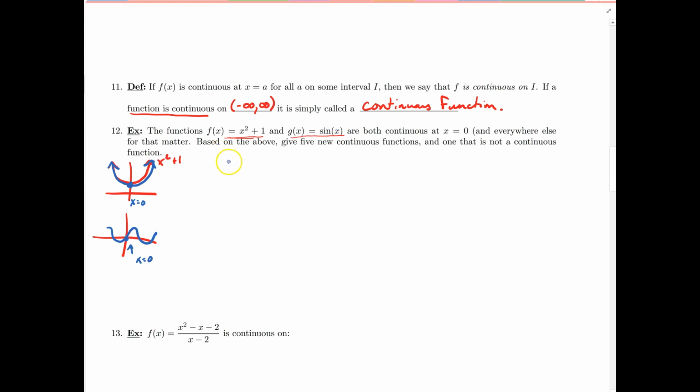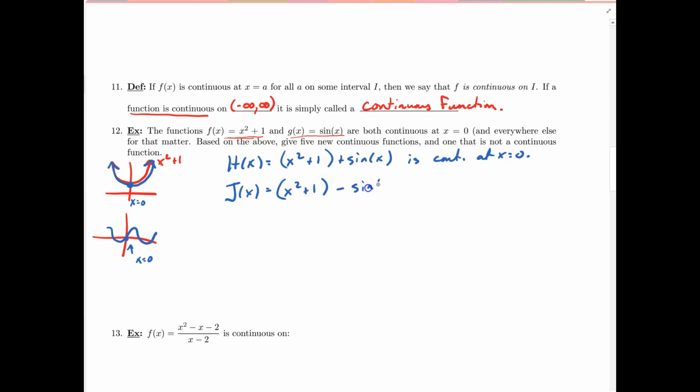Let's give it a new name. Let's just call it h of x is equal to x squared plus 1 plus the sine of x. This is continuous at x equals 0. What else is? Well, so is g of x, let's not do g because it's a letter we've already used. So is, say, j of x, which could be the difference function, x squared plus 1 minus the sine of x, is continuous at x equals 0.